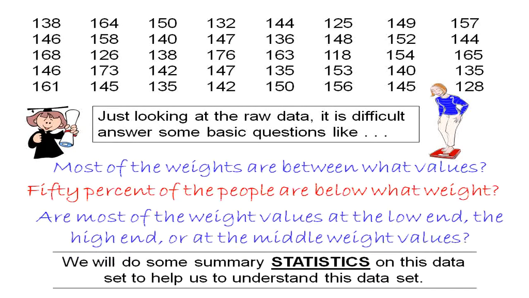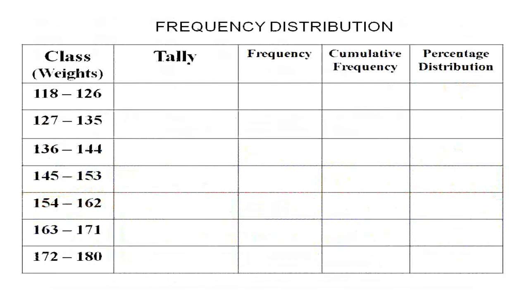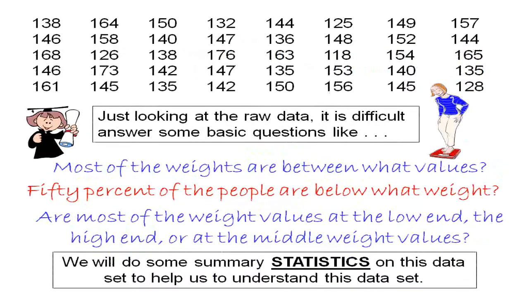So let's go ahead and see. What's the highest number and the lowest number there? The lowest is 118, right? Okay. So your lowest number is 118.